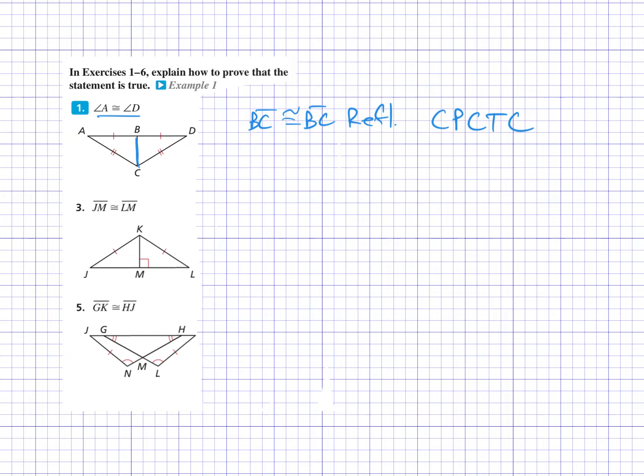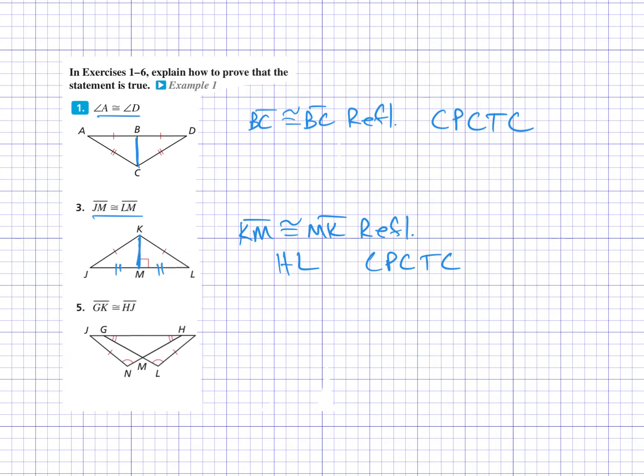So once you've shown that the two triangles are congruent, then it's CPCTC: corresponding parts of congruent triangles are congruent. So how do we prove that JM is congruent to LM? Well, again, KM is congruent to itself by the reflexive property. Therefore, the two triangles are congruent by hypotenuse leg. And if the two triangles are congruent, then JM is congruent to LM by CPCTC. Now, everything I just said you should write down.